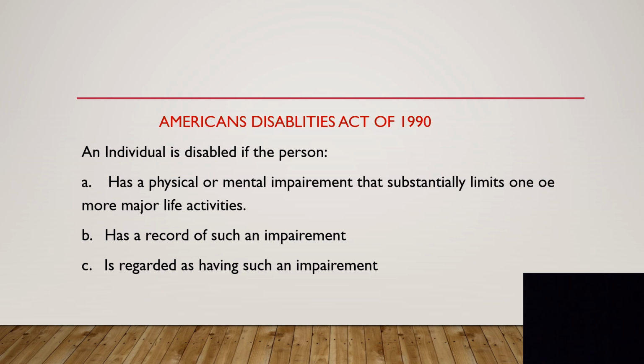As per the American Disability Act of 1990, an individual is disabled if the person has a physical or mental impairment that substantially limits one or more major life activities, has a record of such an impairment, or is regarded as having such an impairment.